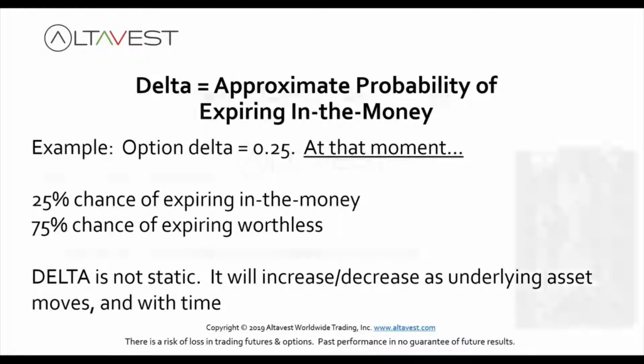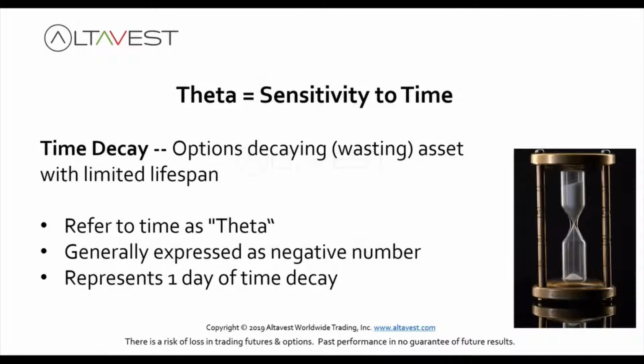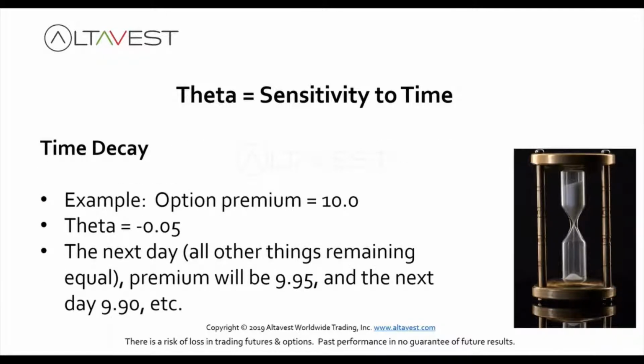Now speaking of time, let's look at theta. Remember we mentioned theta, and really that equals sensitivity to time. And time decay, let's talk about that. Every option is a wasting asset. It's a depreciating asset and has a limited lifespan. So we refer to time in the options world, or options parlance, as theta, expressed as a negative number representing 1 day of time decay. For example, premium is at 10 and theta is negative 0.05. The next day, all other things remaining equal, the premium will be 9.95, the day after that, 9.90, and the day after that, 9.85, and so on.